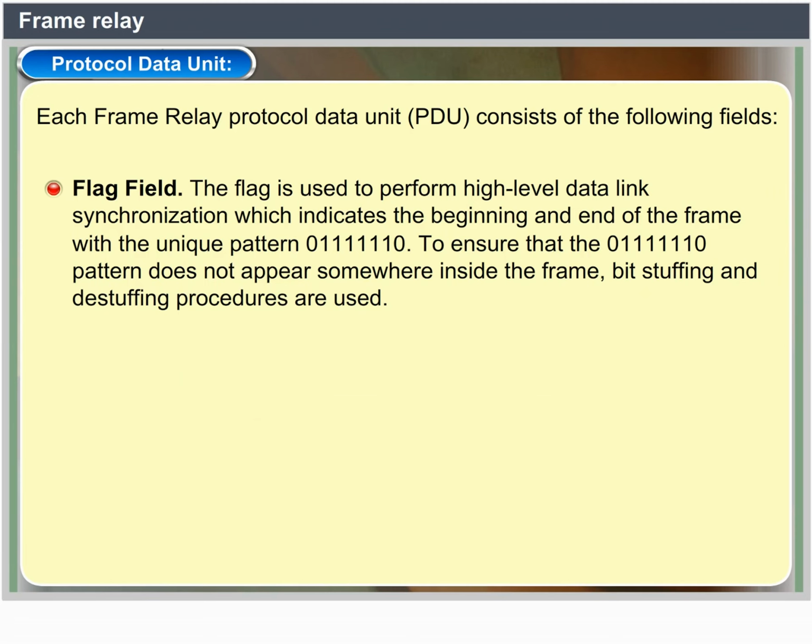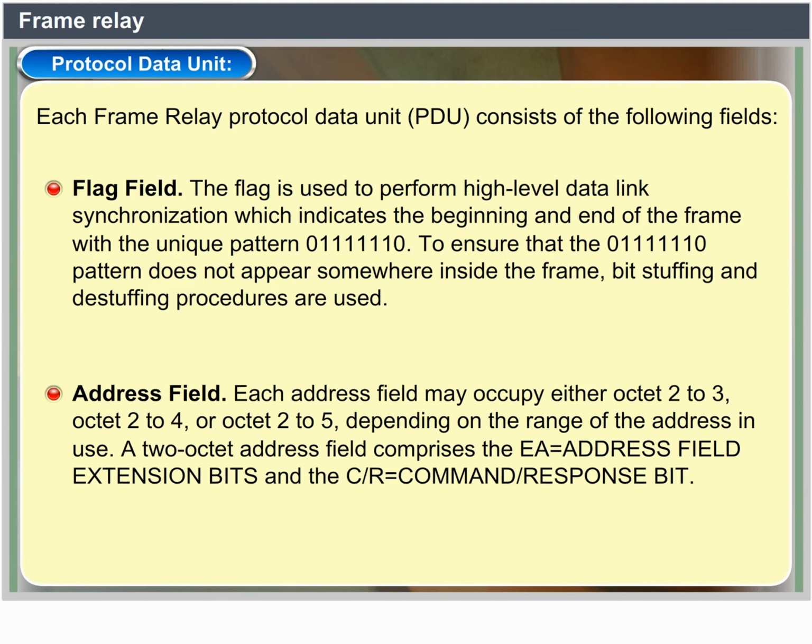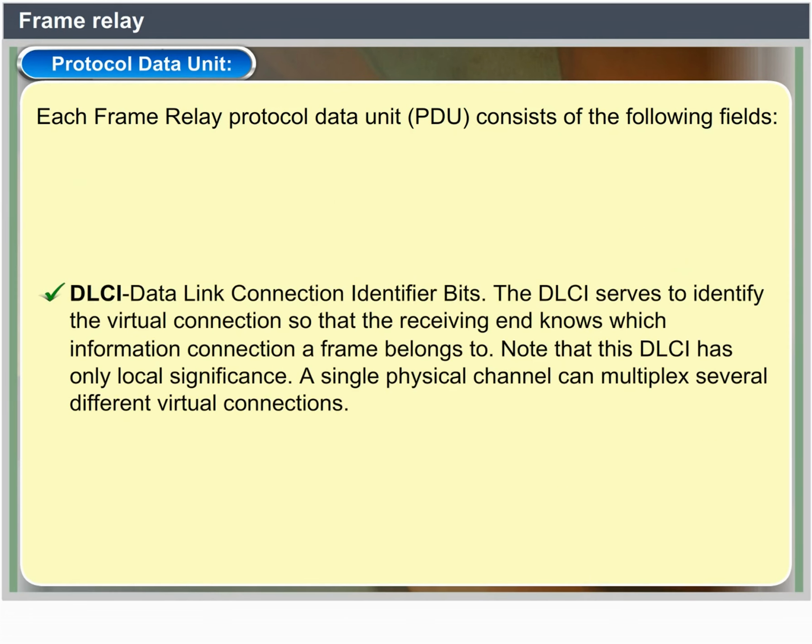Address field. Each address field may occupy either octet 2 and 3, octet 2 to 4, or octet 2 to 5, depending on the range of the address in use. A 2-octet address field comprises the EA, address field extension bits, and the C/R, command or response bit. DLCI, Data Link Connection Identifier bits. The DLCI serves to identify the virtual connection so that the receiving end knows which connection a frame belongs to. Note that this DLCI has only local significance. A single physical channel can multiplex several different virtual connections.